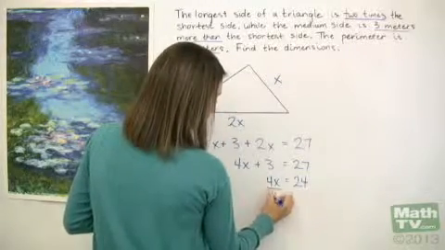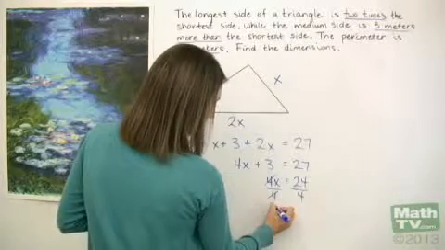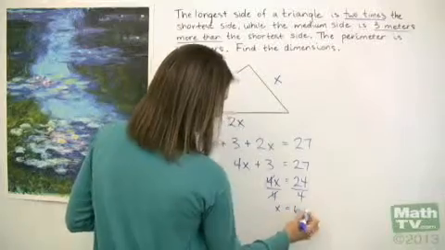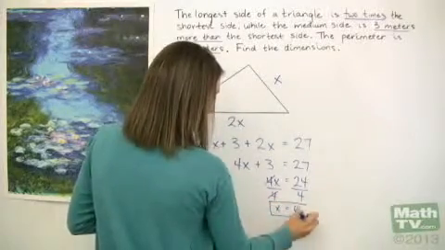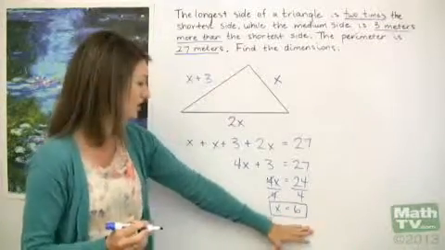And then we can divide both sides by 4. So those factor out, and we're left with x equals 24 divided by 4 is 6. So here we have our value for the shortest side, 6. And again, these units are meters.